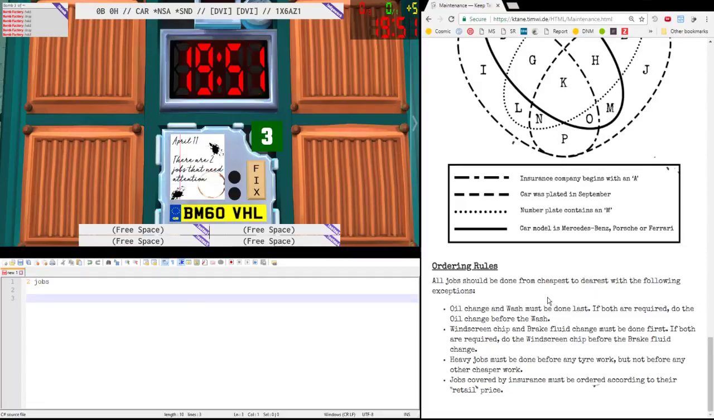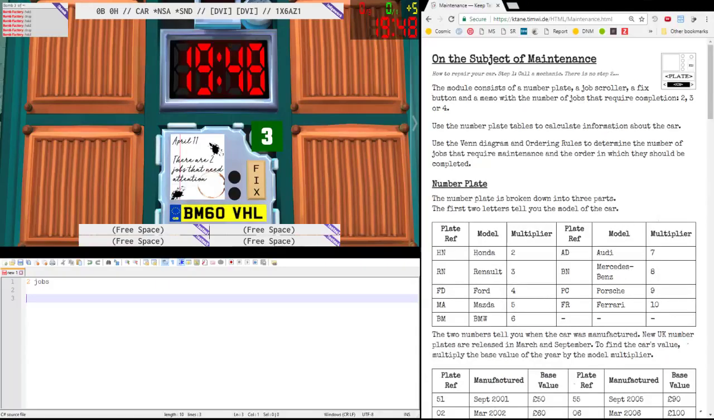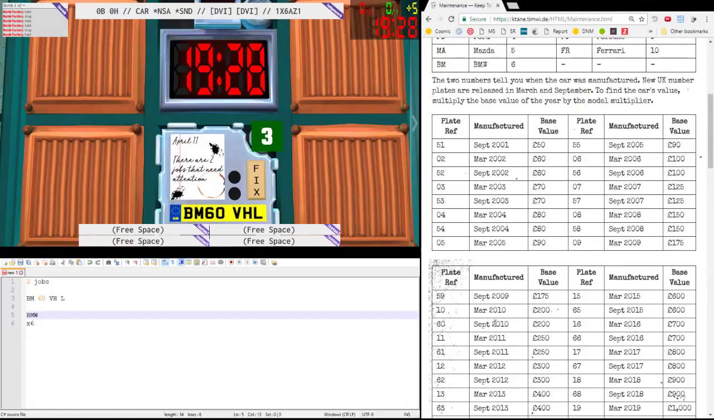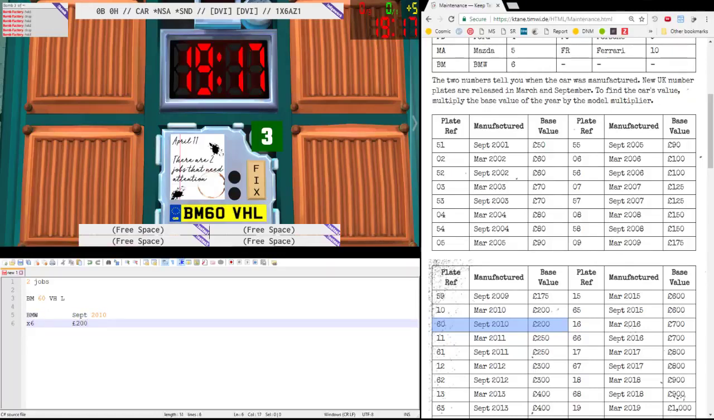Let's pop this up at the top. We have code Bravo Mike 60 Victor Hotel Lima. BM stands for BMW. That's a times 6 multiplier. 60 is going to give us, there it is, September of 2010. That's going to give us a value of 200. You can see these base values, especially with the multiplier, get high fast.